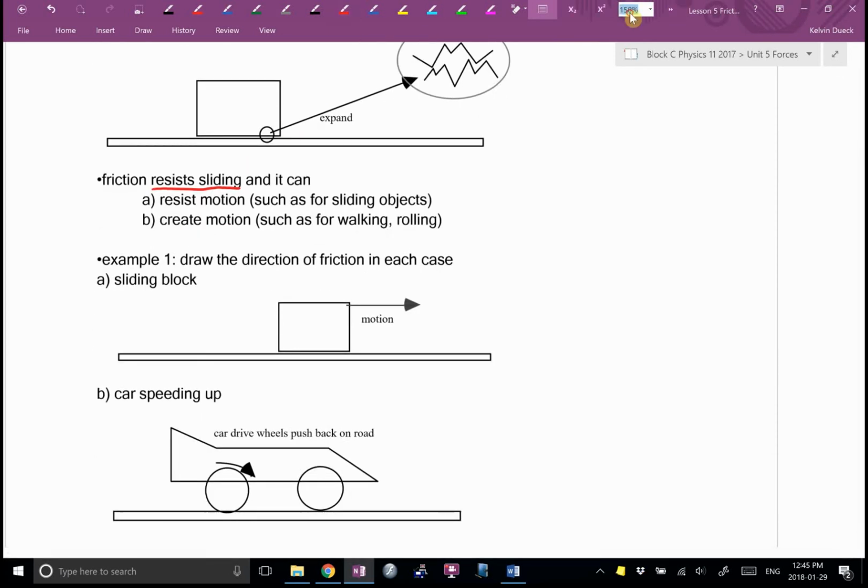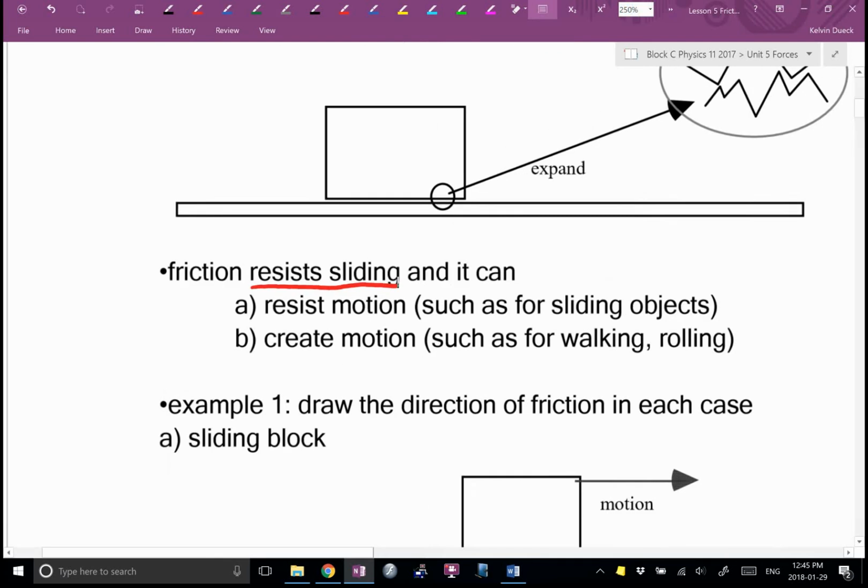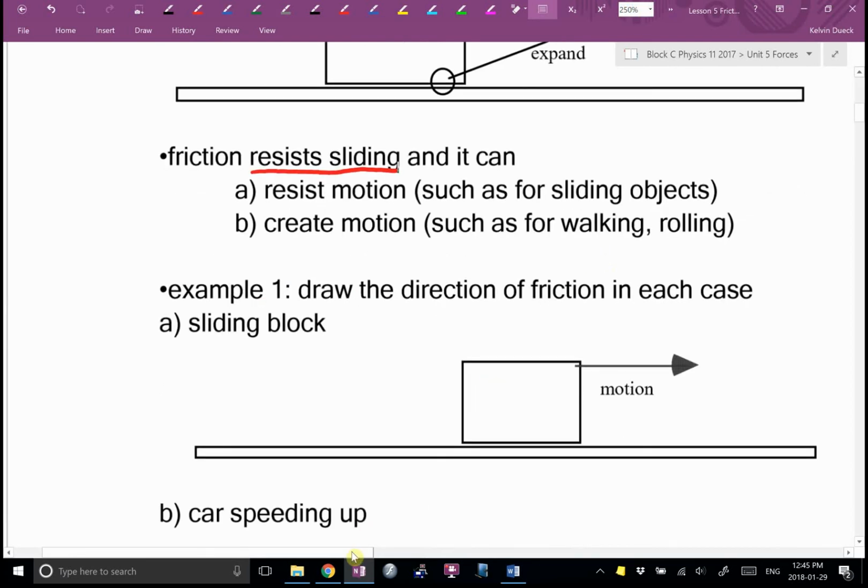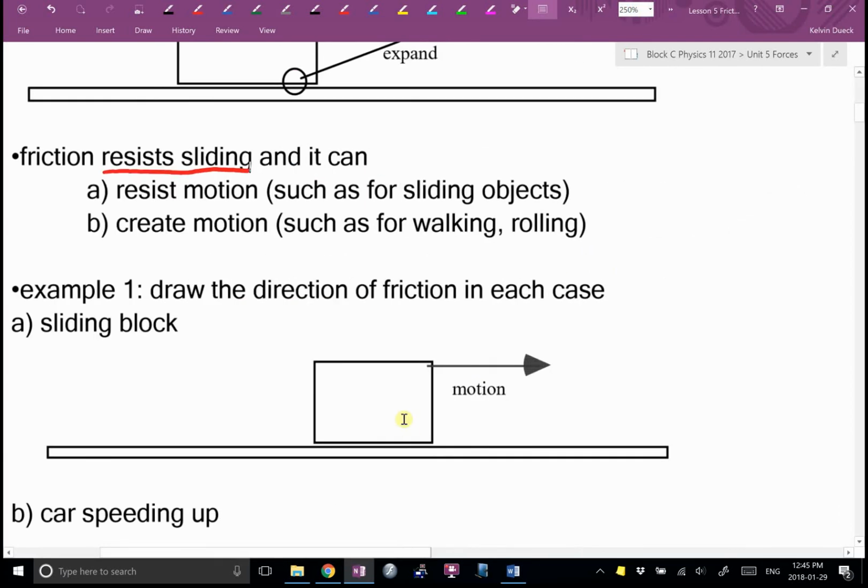Example one says, draw the direction of friction in each case. A, sliding block. Now there's a very slight typo. I was mucking around in Word. This should be no gap whatsoever. That's supposed to be resting right on the surface. Sorry, the Word software didn't want to cooperate. Maggie, which way is this block moving, to the left or to the right? You know which way friction is then? Yes.